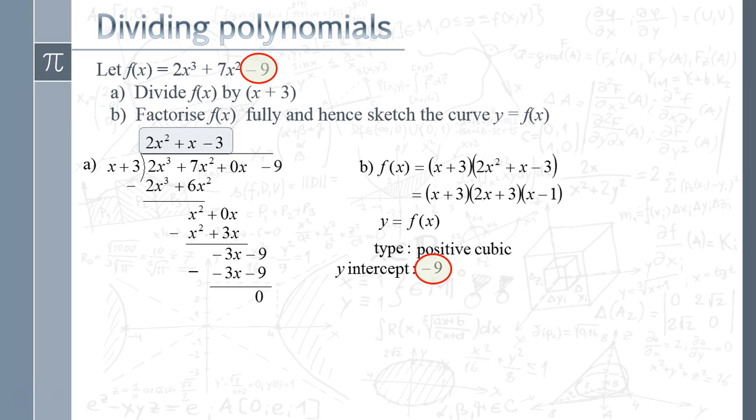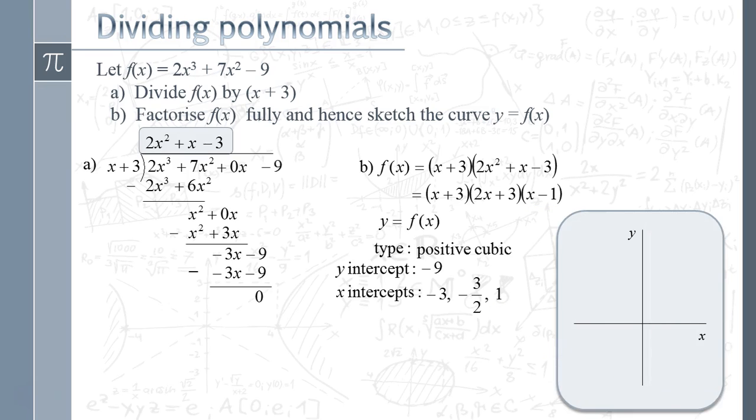And where is it going to go through the x-axis? Well, the x-intercepts would be if y is 0, if we had a 0 equal to all of this, what would our values be coming out from here? Well, solving that, hopefully you're happy that that would be -3 coming from that first factor, -3/2 coming from the next one, and 1 coming from the last one. So we know the shape of the curve, we know where it's going to go through the axes, so now we've got enough to be able to sketch our curve.